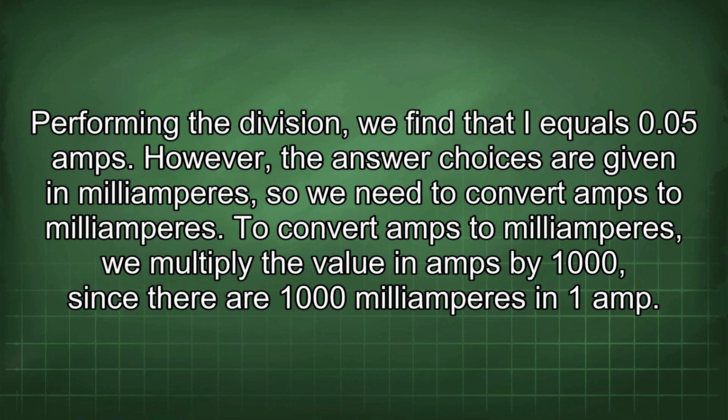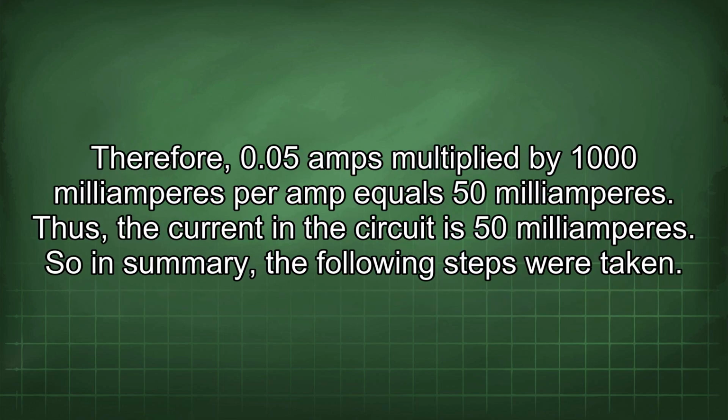However, the answer choices are given in milliamperes, so we need to convert amps to milliamperes. To convert amps to milliamperes, we multiply the value in amps by 1000, since there are 1000 milliamperes in 1 amp. Therefore, 0.5 amps multiplied by 1000 milliamperes per amp equals 50 milliamperes. Thus, the current in this circuit is 50 milliamperes.